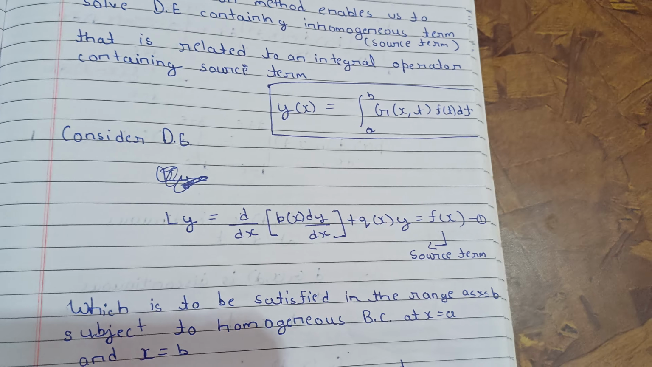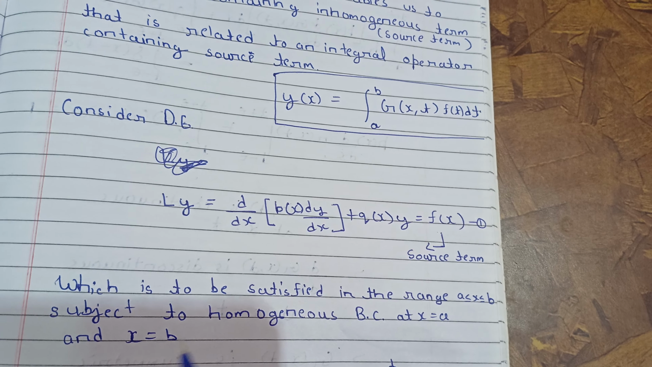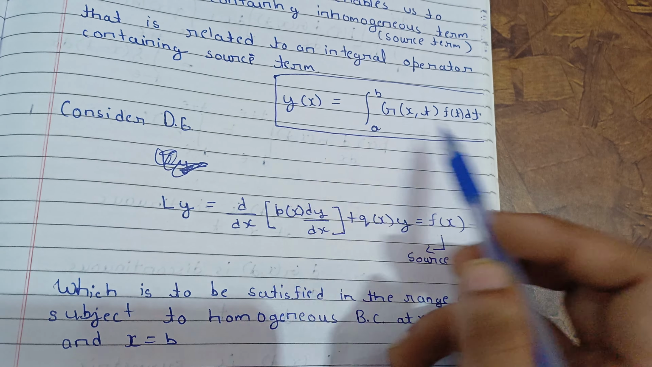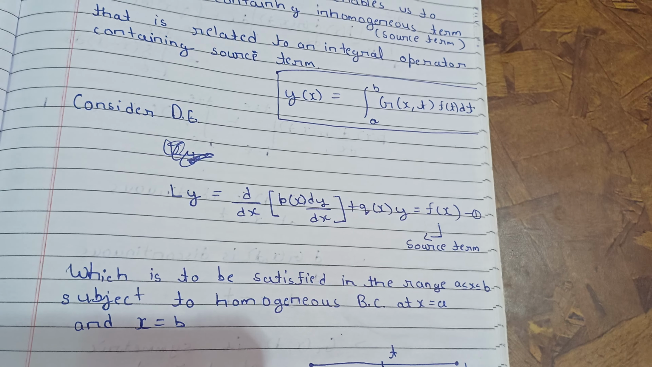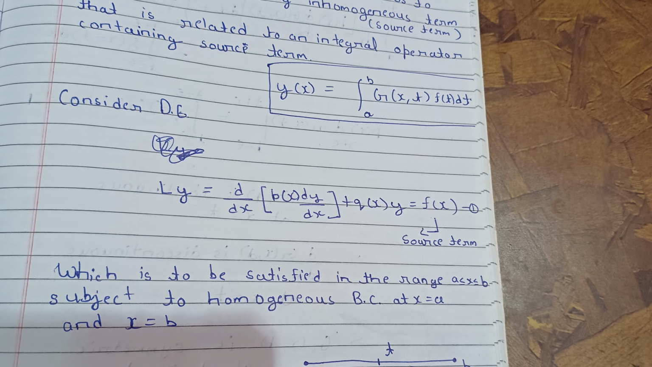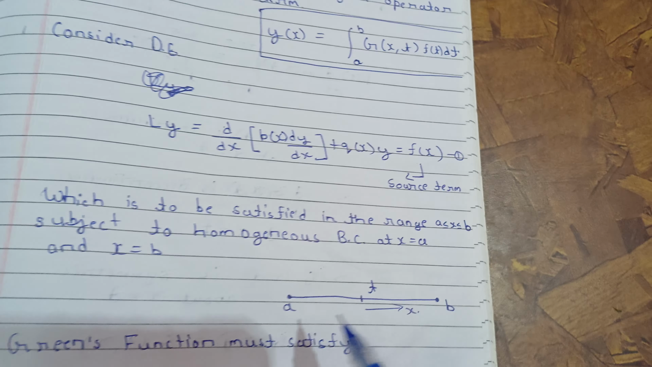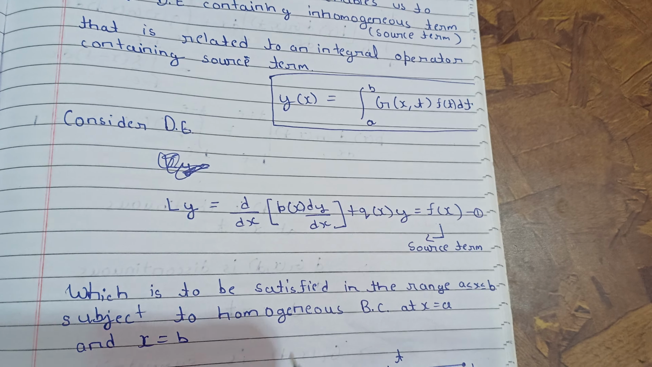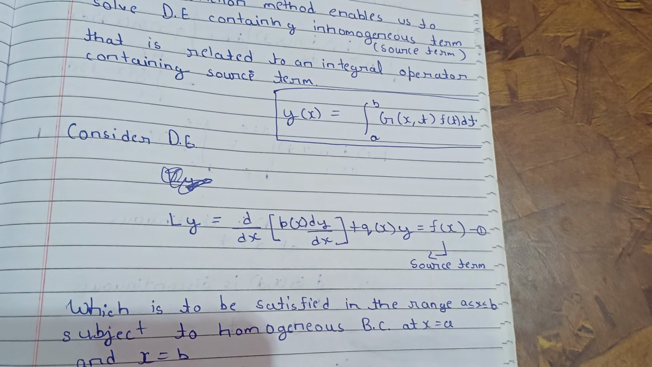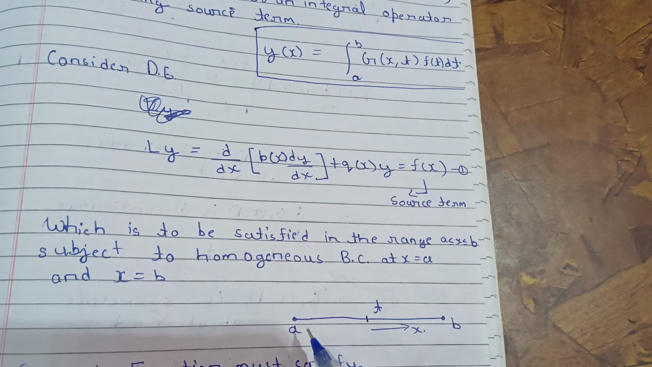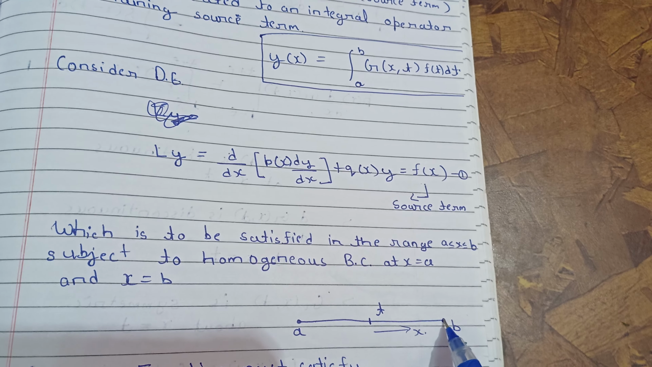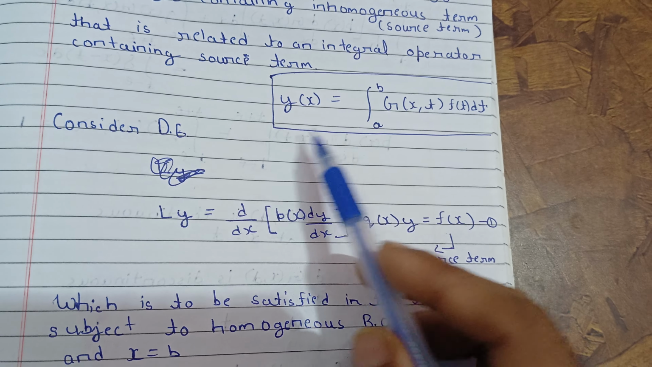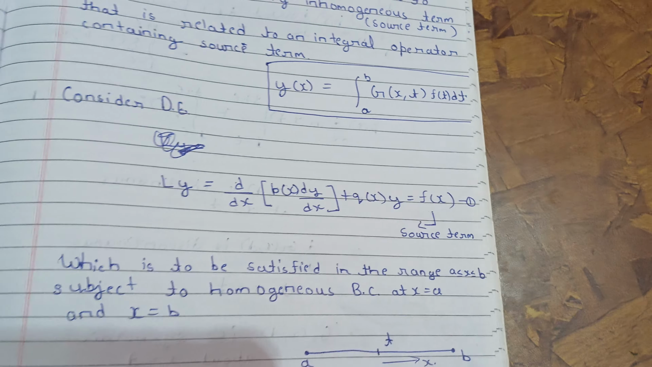So let's see how we can do that. This solution must be satisfied in the range a to b, subject to homogeneous boundary conditions at x equal to a and x equal to b. We are defining this only in one dimension, in the variable x, and the function is f(x), that we also call y. So x goes from a to b and there is some function f(t) inside this, so this y(x) can be written in this form for different f(t).